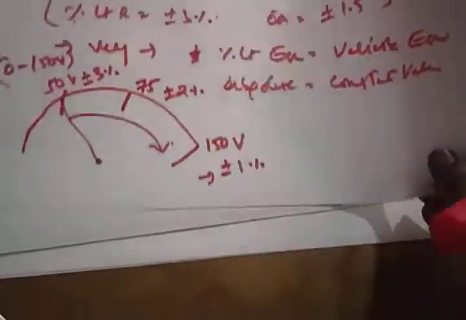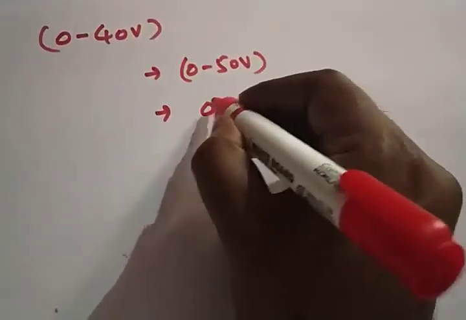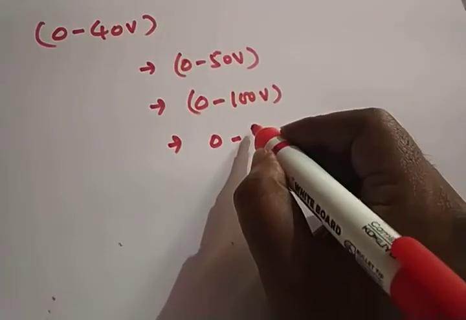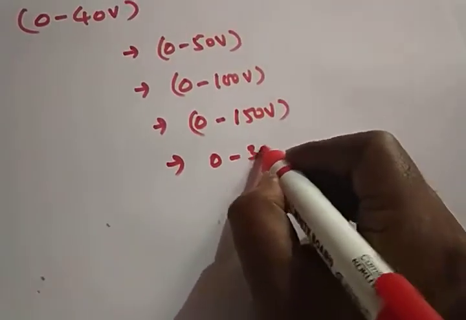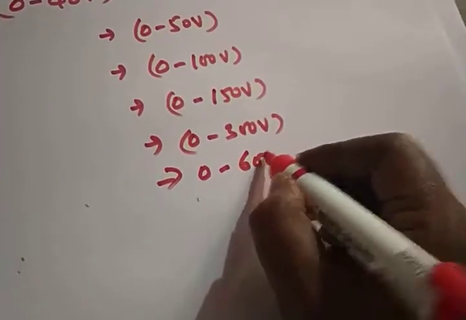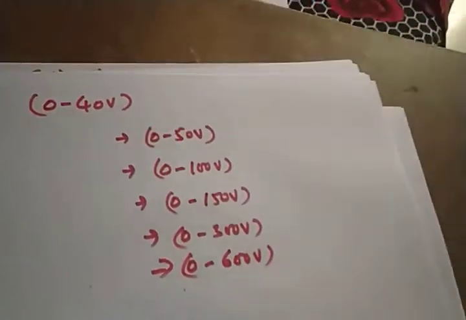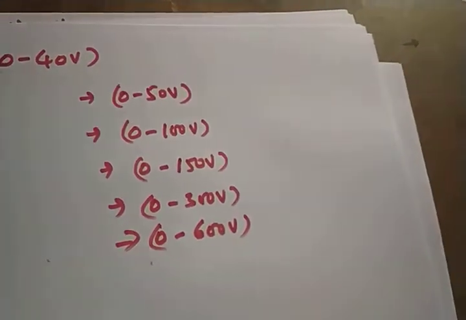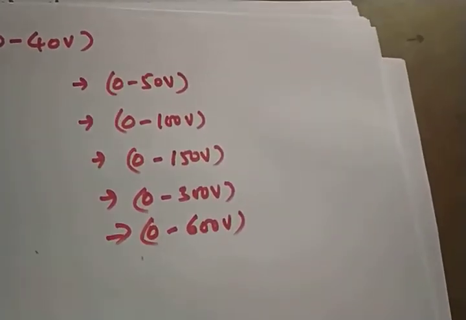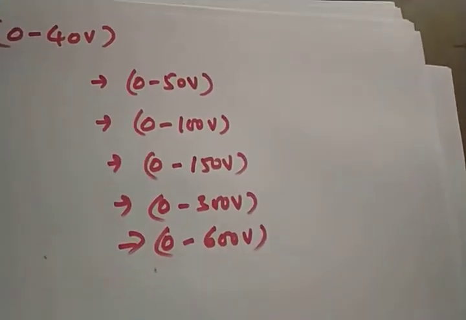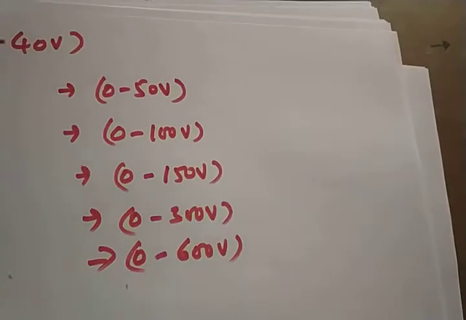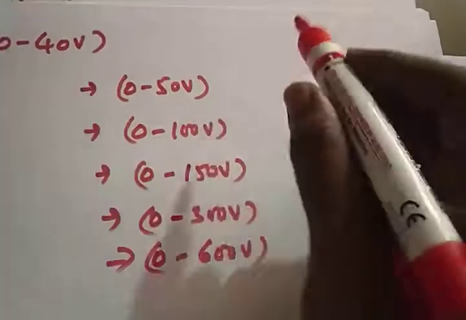Suppose, I'll give you one example. This is a very, very important concept. Suppose you want to measure 40 volts. You have instruments of 0 to 50 volts, 0 to 100 volts, 0 to 150 volts, 0 to 300 volts, and 0 to 600 volts. Which instrument do you have to select? I said earlier, the percentage limiting error is a variable error, absolute error is a constant error. So you need to reduce the percentage limiting error. When it reaches full scale, my percentage error is going to be reduced. Suppose the scale is 0 to 50.